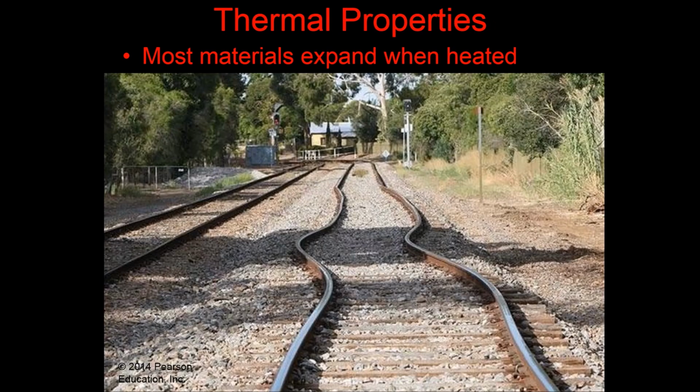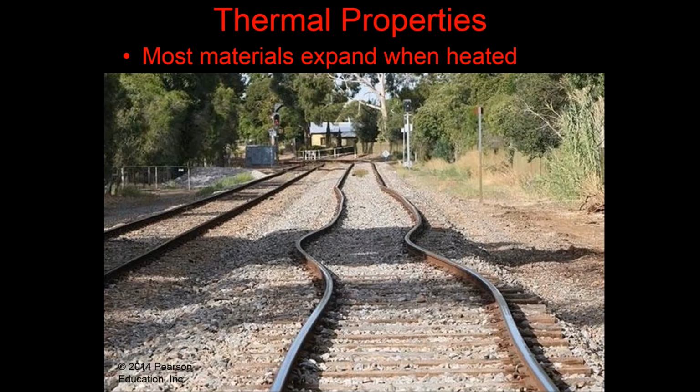So we've discussed gases, and we've discussed liquids, and we've discussed solids. We want to discuss a little more how the thermal properties of a material will be affected by thermal energy, by heat. So if we take a look at these rail tracks here, these tracks have actually been anchored at either end. So if they expand, they actually have nowhere to go.